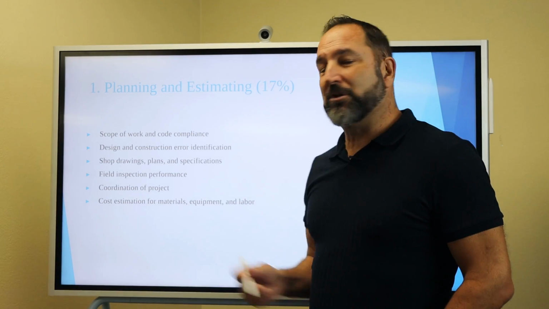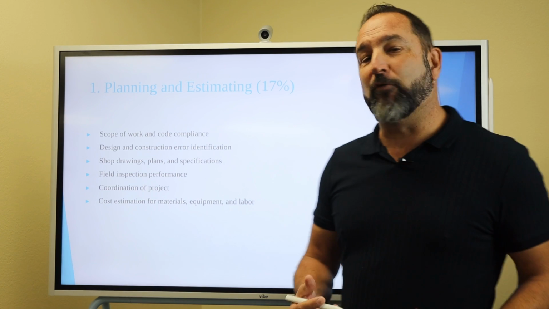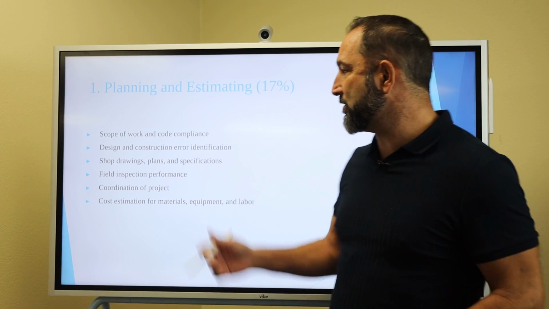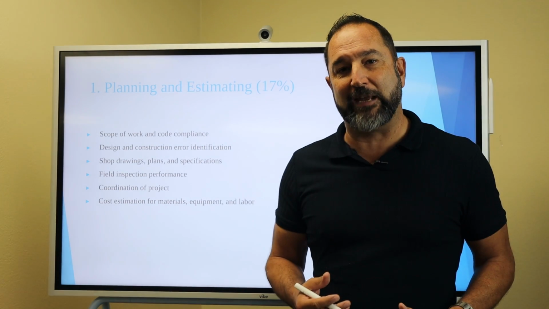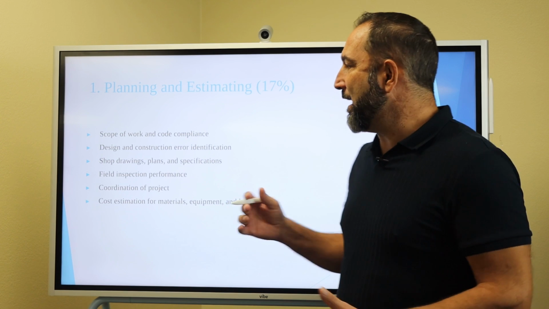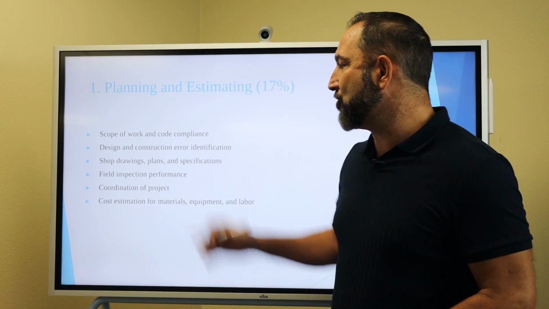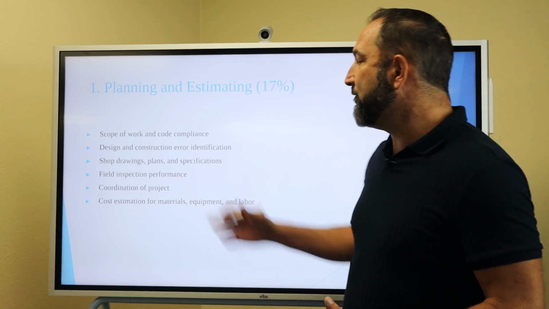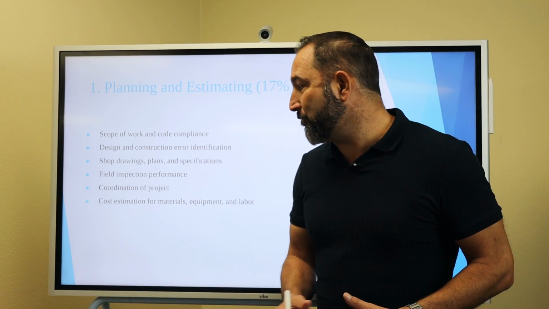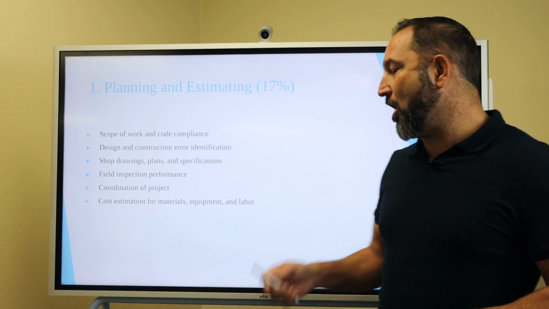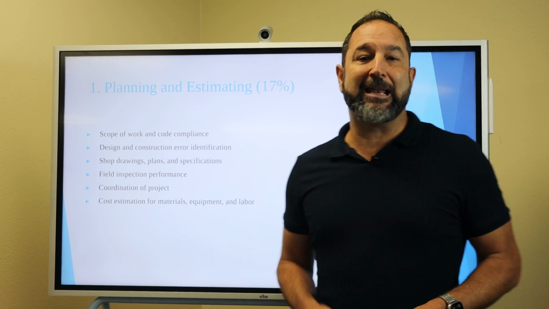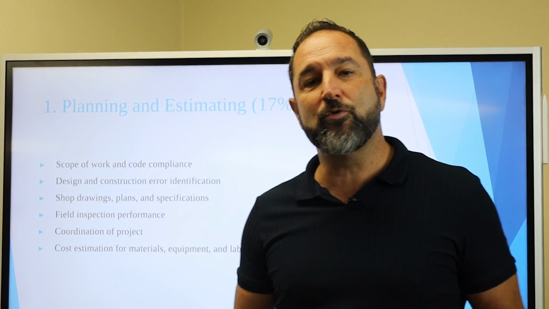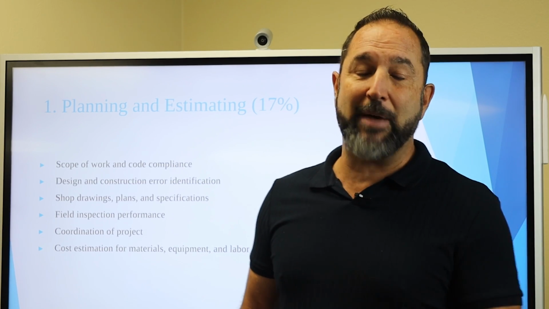So, for example, when it comes to planning and estimating, you're going to need to know the scope of work and code compliance. We're going to go over that code compliance in our training course. Also, design and construction error identification. You want to be able to find errors. You want to be able to make sure you know how to do that in design. Shop drawings, plans, and specifications. Do you know how to read them? Do you know how to understand them? Field inspection performance, coordination of project, and cost estimation of materials, equipment, and labor. Those are the important things. In fact, we go over that in our class, which is 301. We make sure that you know these subjects really well so that you could pass that test first time.